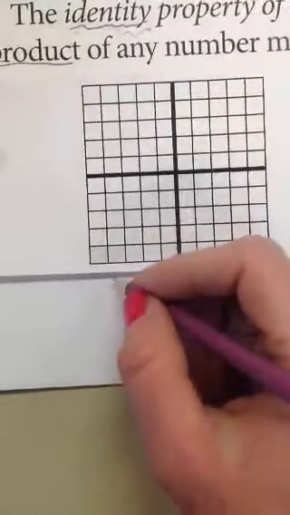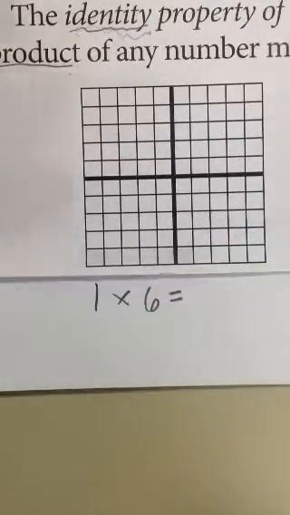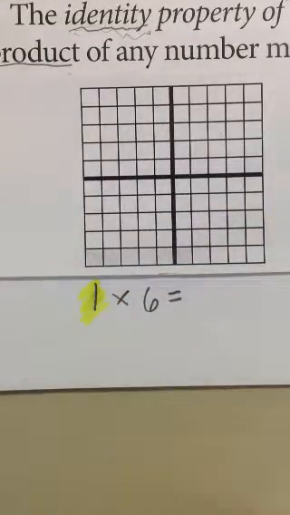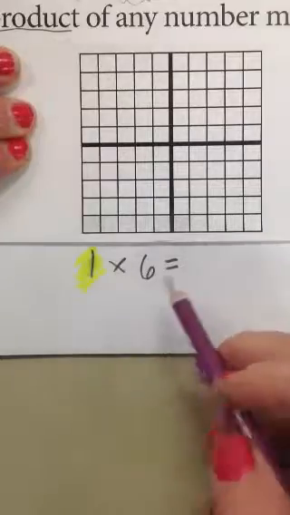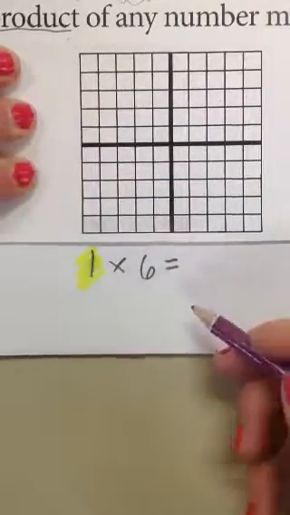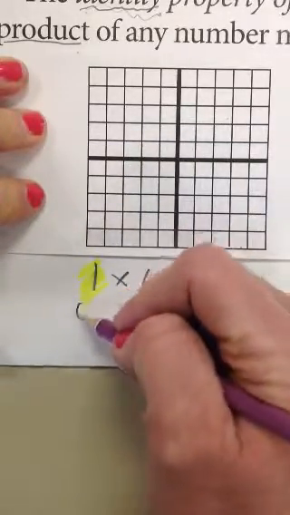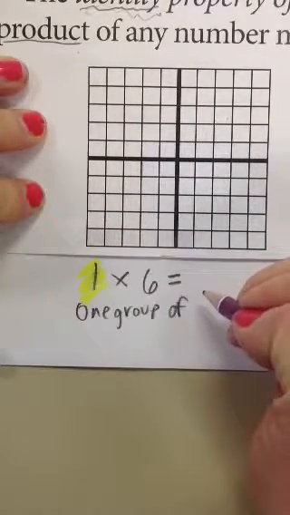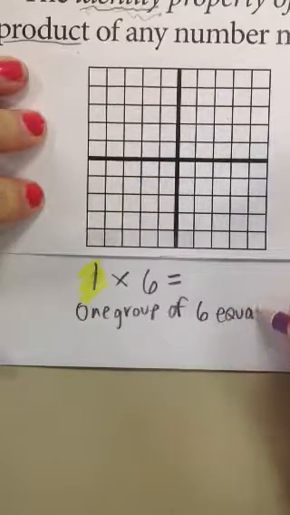Let's test one out. So I have 1 times 6, and I want to know the product. Oh, I see I have that factor of 1, and it says that the product of any number multiplied by 1 is that number. Any number, like 6, multiplied by 1 is supposed to be that number. Okay, let's see what happens. What does this mean in terms of groups? So here we have one group of what? Of 6. And we want to know what that equals.